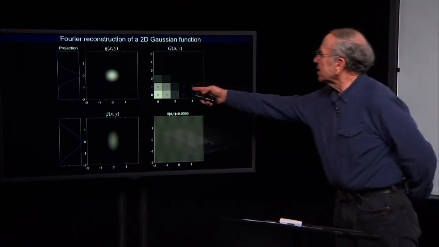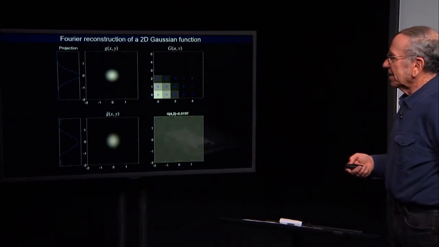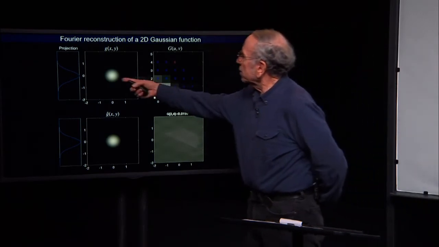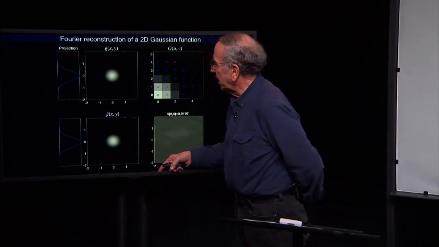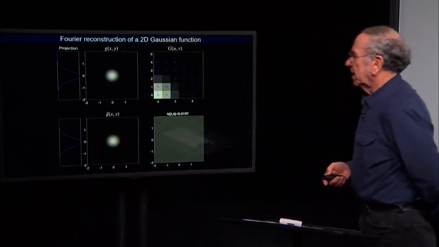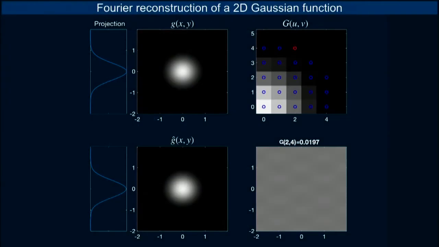Now I've added in some more components, and I'm sort of getting there. I'm adding in some more components. And finally, I have a pretty good reproduction of my original function. This is a projection along the x-axis of that function. So you can see I've reconstructed a nice Gaussian that looks indistinguishable from the first one. And I did this with about 25 numbers.